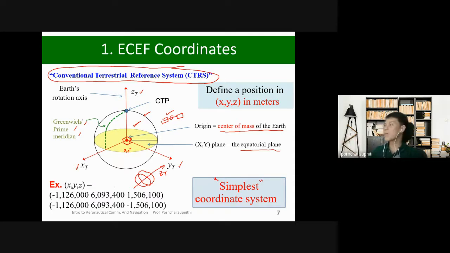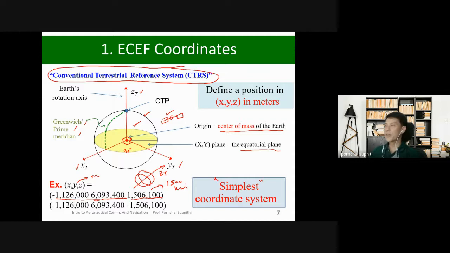And then what are some numbers that we see? So XYZ, the unit is meters. This is an example. If you see X as minus 1 million, Y maybe 6 million, and then Z maybe 1 million meters, which is 1,500 kilometers, for example.